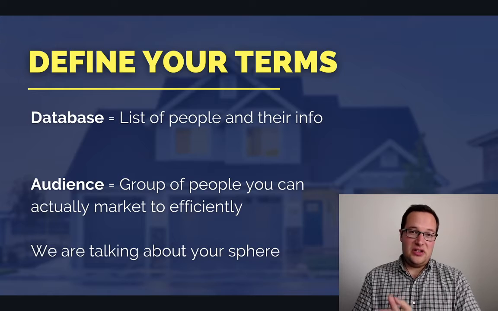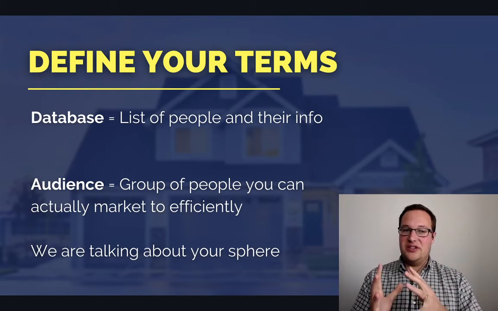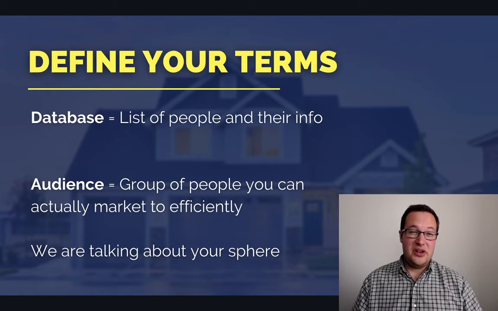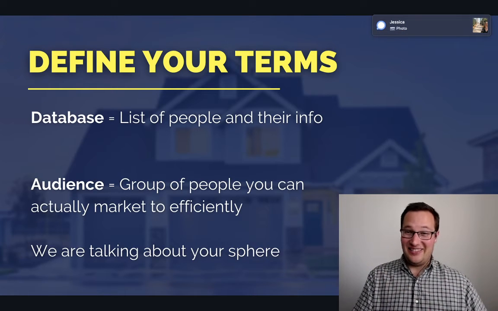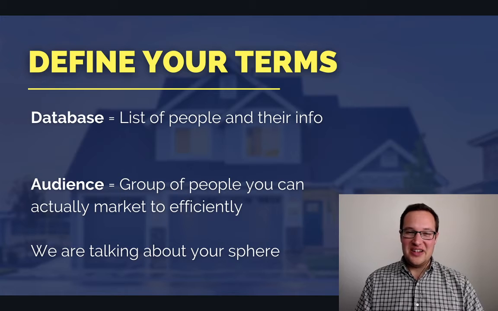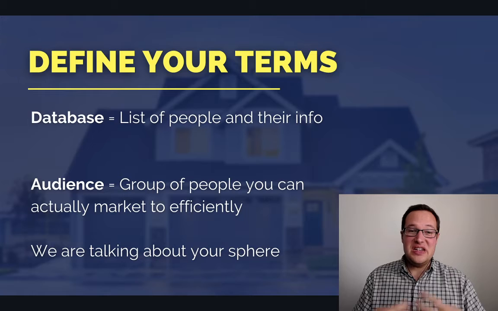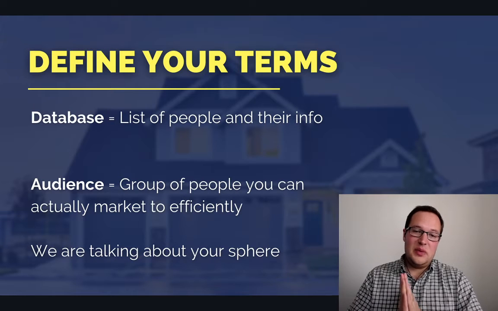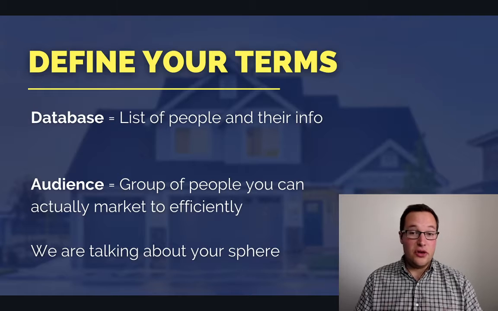We are specifically talking about your sphere database here, your sphere audience, because the strategies you need to employ to market to a database of, say, people whose information you got by buying leads is dramatically different from what you would need to do if those people are in your sphere. You need to have relationship equity for this database strategy to work, because you need to work a lot harder and spend a lot more money to convert people out of a database that don't know you.